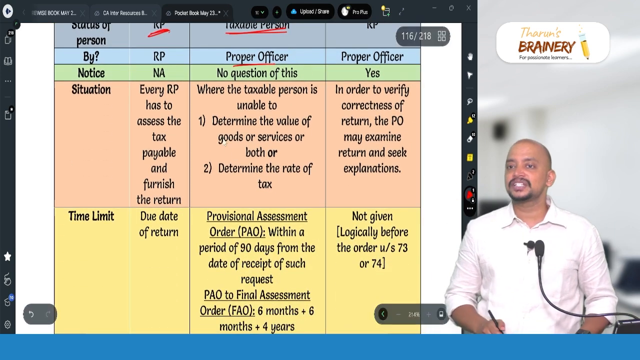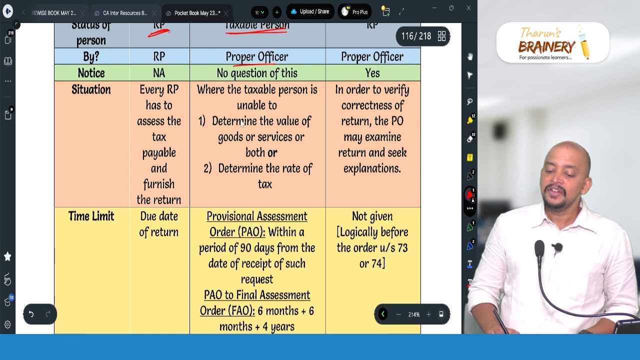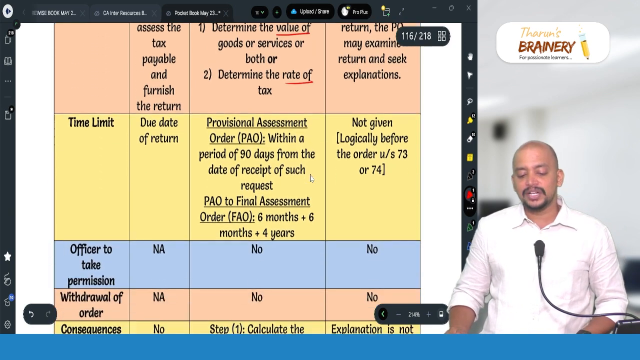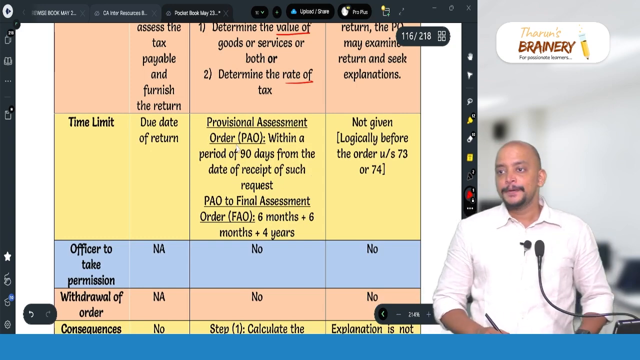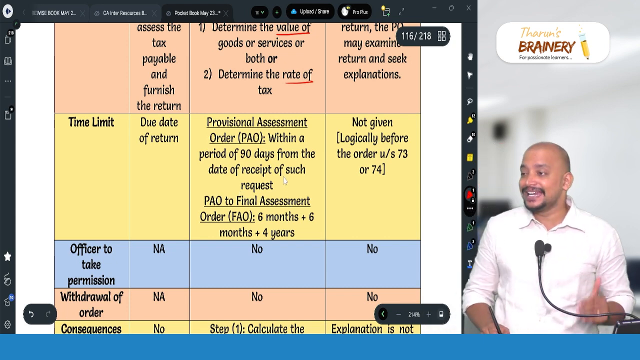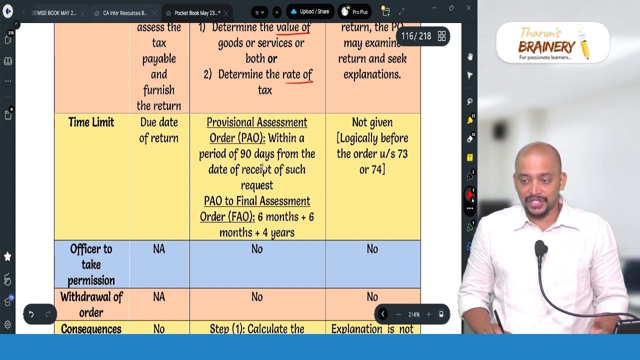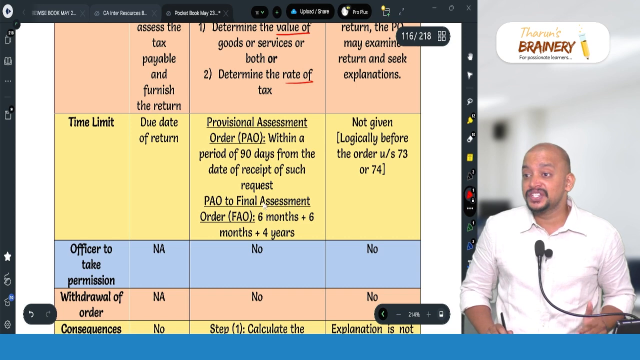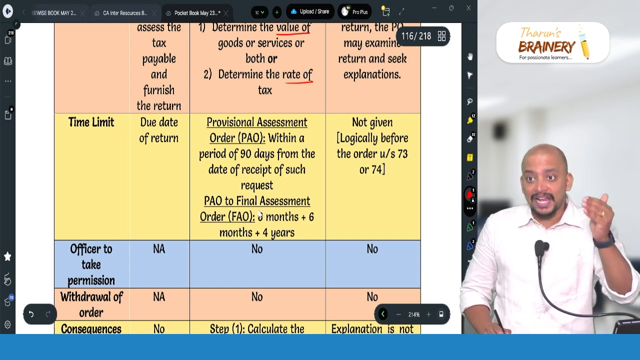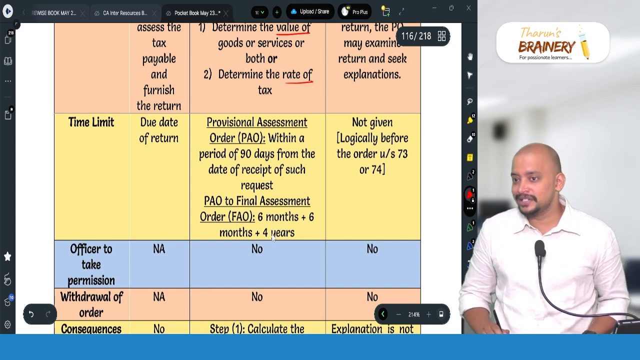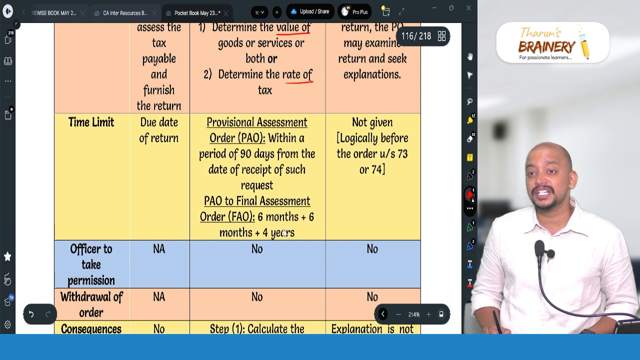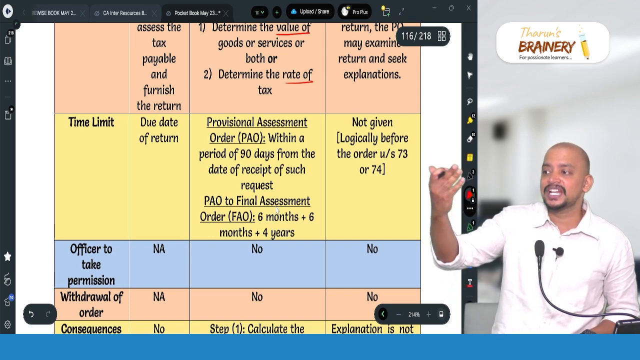So what are the cases where provisional assessment will be resorted to? When the taxable person is unable to determine the value or the rate. And what is the time limit within which the provisional assessment order should be passed? Within 90 days from the date of application. And what is the time limit within which the final assessment should be completed? Within 6 months plus 6 months plus 4 years. From which date? From the provisional assessment order.